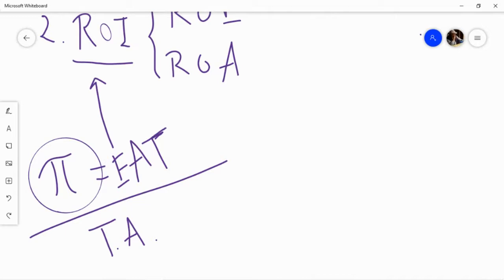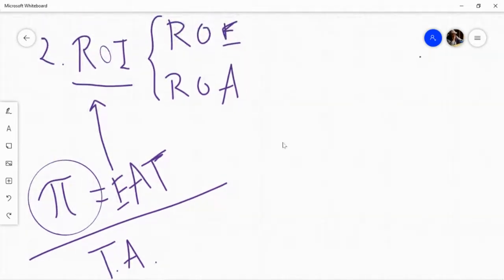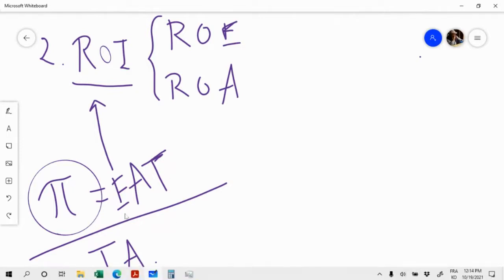And if you think about it logically, that makes sense, because this is measuring the productivity of the asset, right? The higher the profit, the higher the output for the given input, that means the productivity is higher, right?